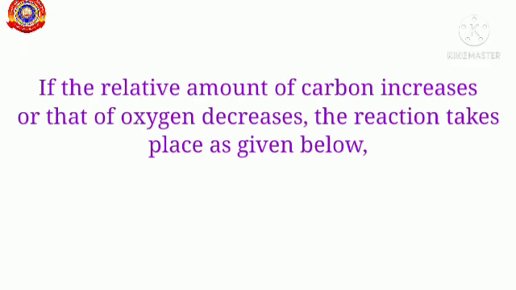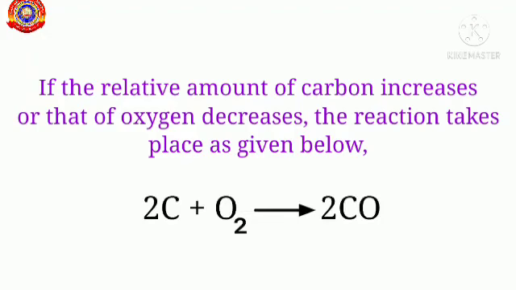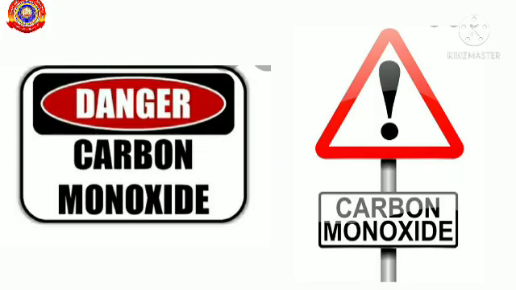If the relative amount of carbon increases or that of oxygen decreases, the reaction takes place as given below. 2C plus O2 gives 2CO. The gas formed is called carbon monoxide. Carbon monoxide is a poisonous gas.